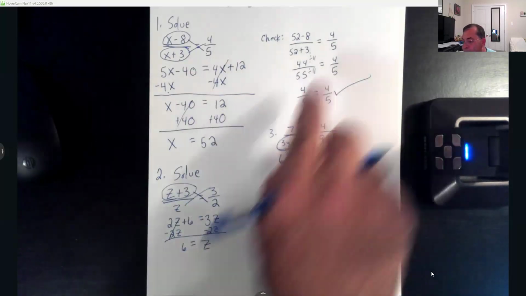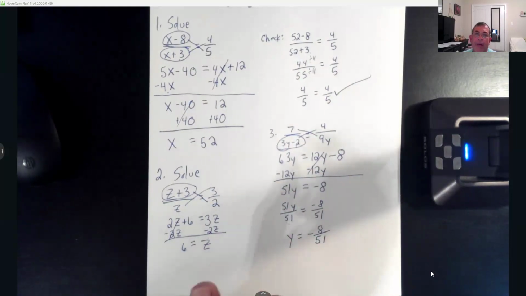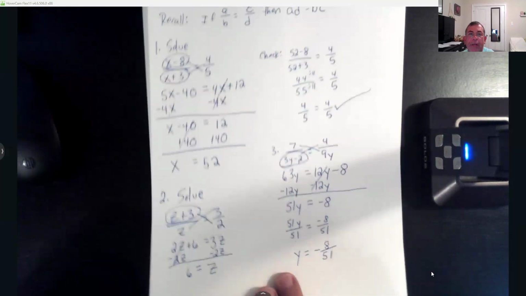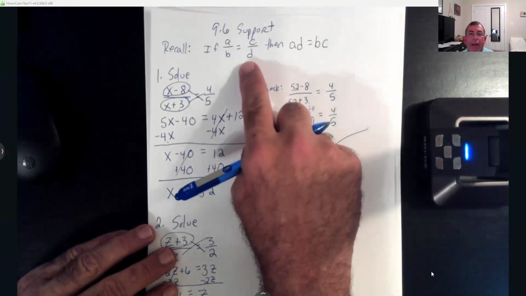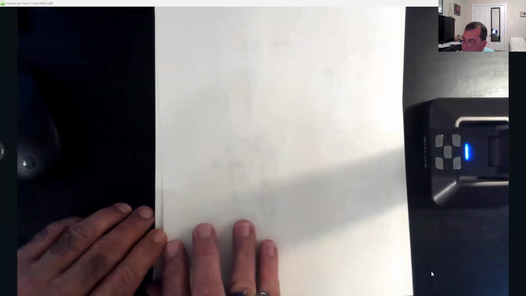So the first 3 were just getting y'all good at doing this cross multiplying stuff, okay? In order to get rid of fractions, using this property right here. So there's 2 more in the support.